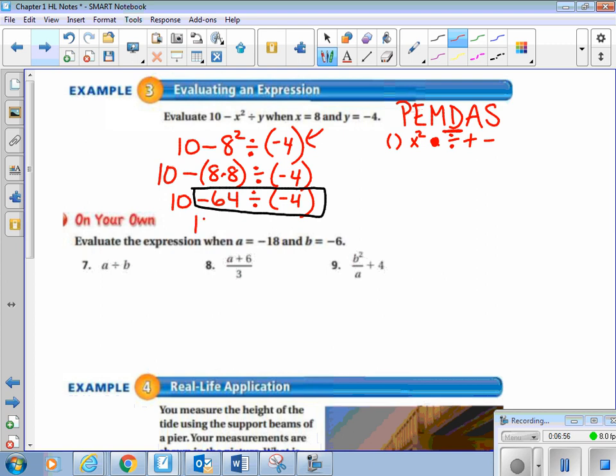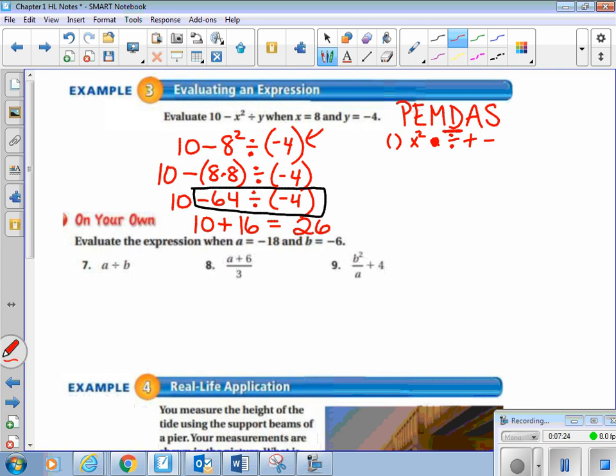So I would now have 10, negative 64 divided by negative 4 would give me a positive 16. So I'm now looking at 10 plus 16. And lastly, 10 plus 16 is going to give me a positive 26 as my answer.